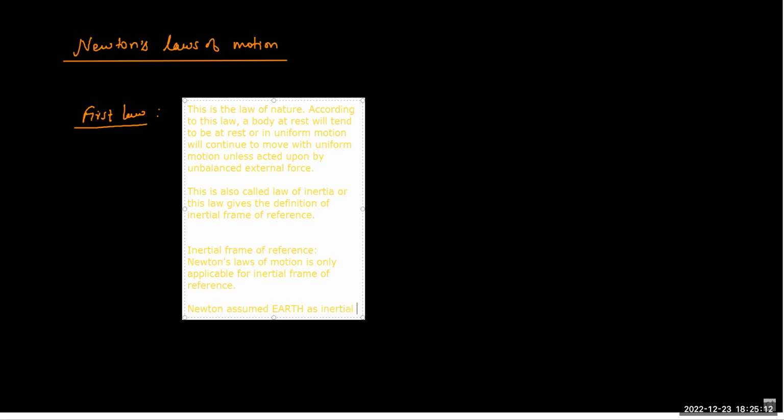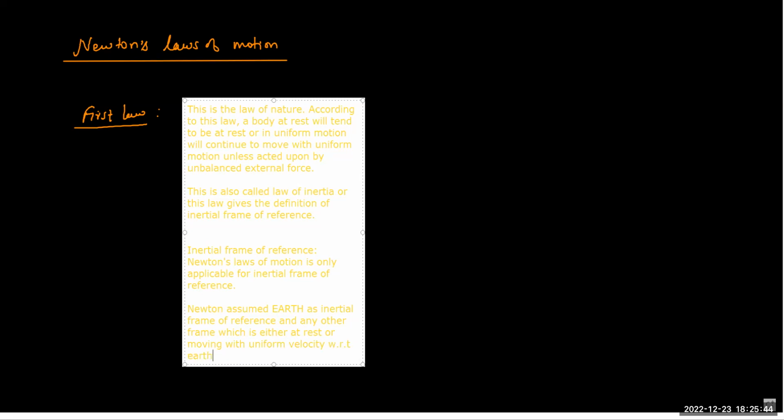Inertial frame of reference, and any other frame which is either at rest or moving with a uniform velocity with respect to Earth will act as an inertial frame of reference. So that is the whole idea of inertial frame of reference.